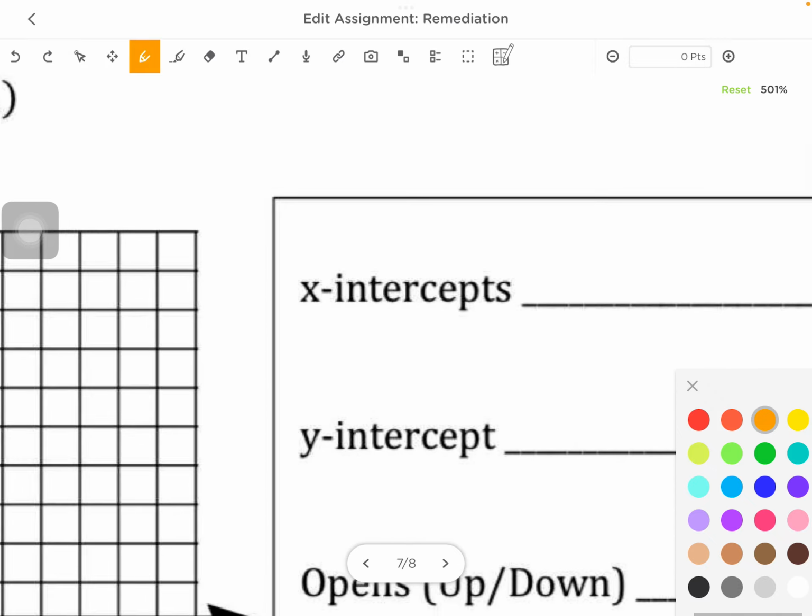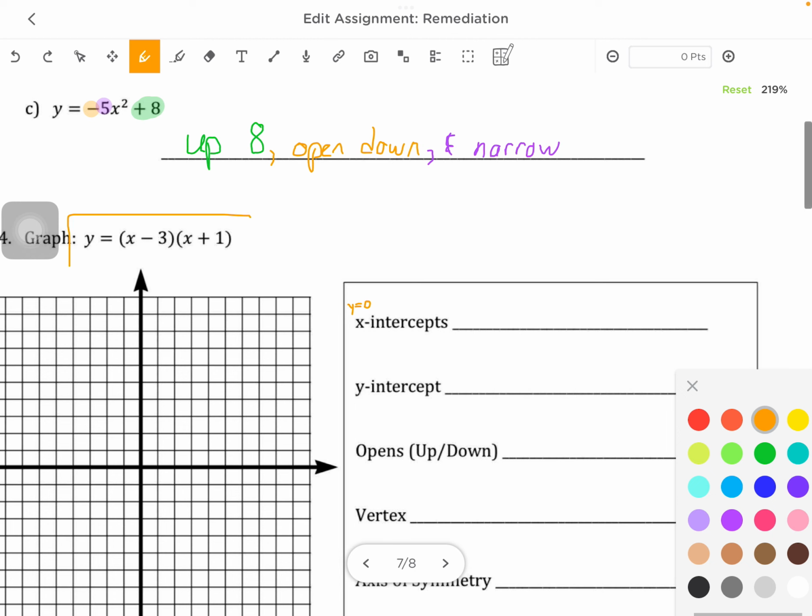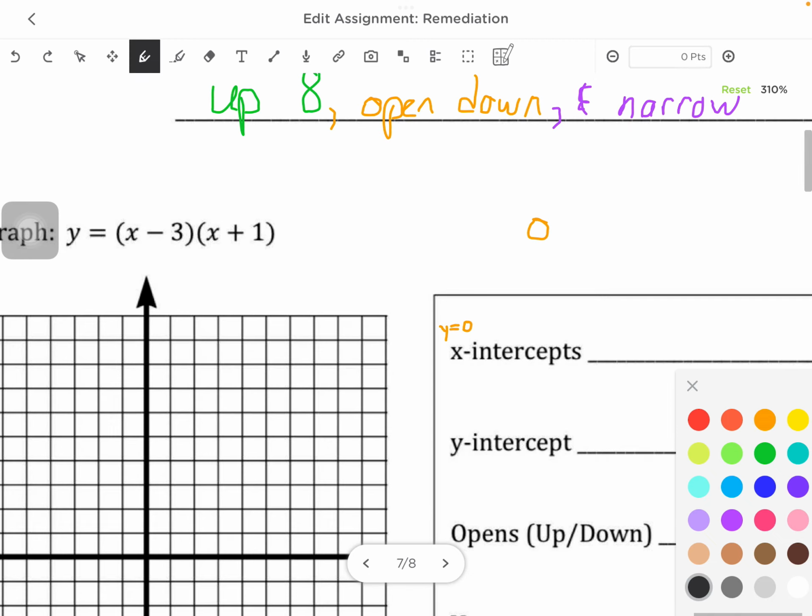Okay, so for x-intercepts, whenever I see x-intercepts, I'm thinking set y equal to 0 for this original equation. So I'm going to go ahead and rewrite the equation over here and set y equal to 0. So instead of y equals, it's going to be 0 equals the quantity of x minus 3 still, times the quantity of x plus 1.